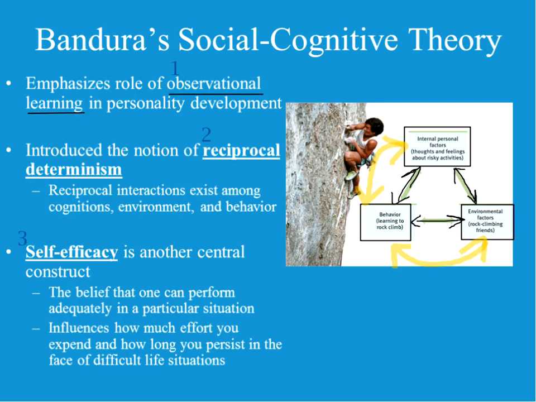The final one is probably my favorite one in his model. It's called self-efficacy. It's another central construct, or another central variable here, according to Bandura. We're going to define self-efficacy in this way. It is the belief that you can perform adequately in a particular situation, and I would actually underline that "in a particular situation" part of the definition, because that's what makes this different from self-esteem, right? Self-esteem is a general, global feeling about yourself. How do you feel about yourself as an individual? Do you feel like you're a good person overall or a bad person overall? Do you feel like you're a competent person overall or not? That's different. Self-efficacy is specific to a particular situation.